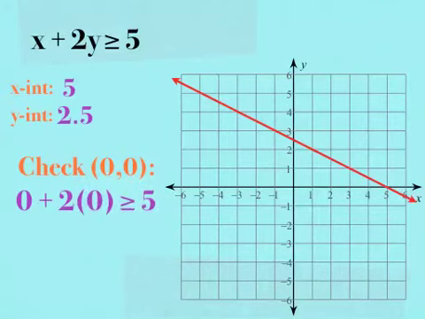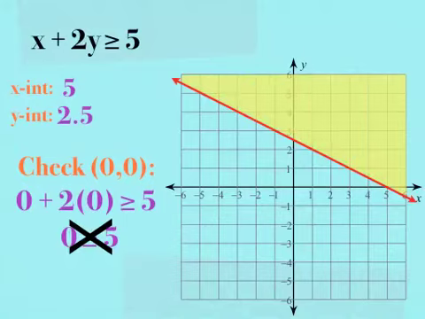Well, 2 times 0 is 0. 0 plus 0 is just 0. This is not a true statement. 0 is not greater than or equal to 5. So I need to shade on the side opposite of where 0, 0 is. So I need to shade above.